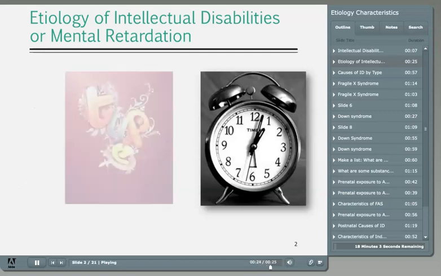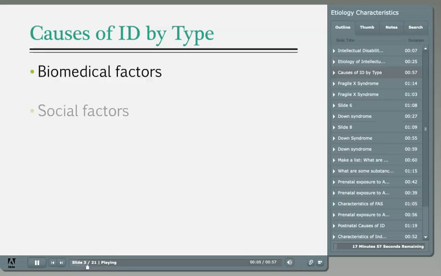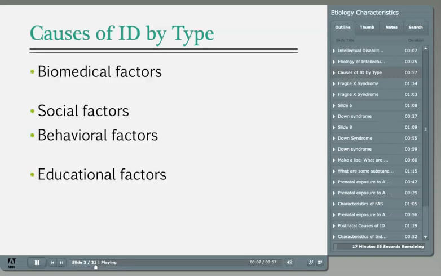Causes can also be identified by type. Causes of ID, when characterized by type, include biomedical, social, behavioral, and educational factors. Biomedical factors include disorders that develop within the individual. An example of a biomedical factor is a chromosomal disorder such as Fragile X and Down syndrome.